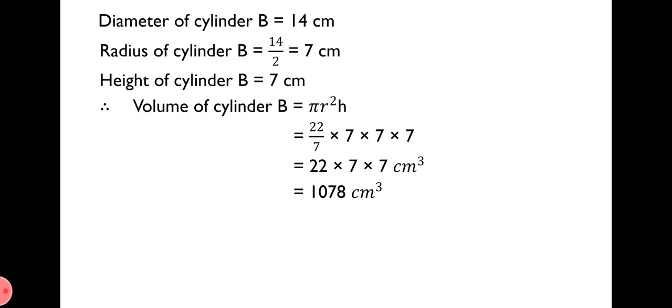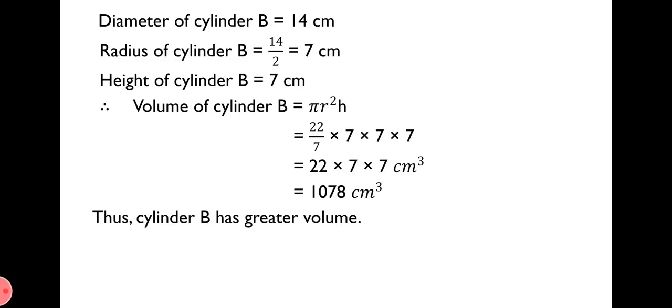Now here, as we already said beforehand, cylinder B is having greater volume, and we have verified it. Here cylinder B is having volume 1078 cubic centimeter and cylinder A is having 539 cubic centimeter. So cylinder B has greater volume.